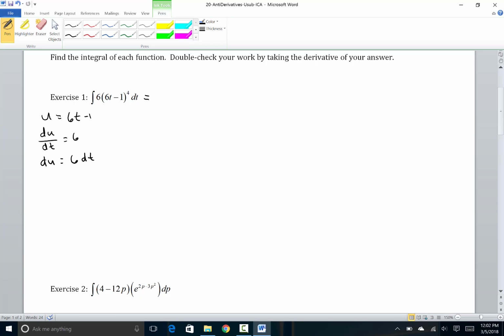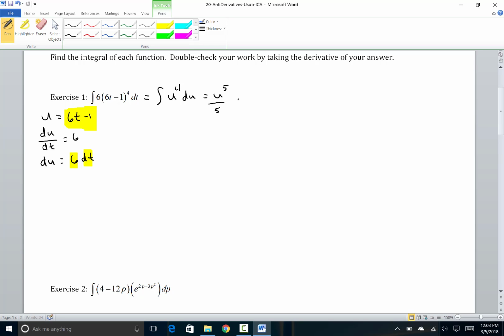So I'm going to go here, and I've got the inside. There's my U to a power. And then down at the bottom, I've got my 6 and my dt, and that's what I'm replacing. So I replace the 6 and the dt with the du. Now you might have had a 6 coefficient divided by a 6 coefficient, and you know that 6 divided by 6 equals 1.